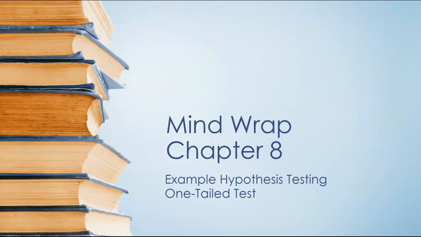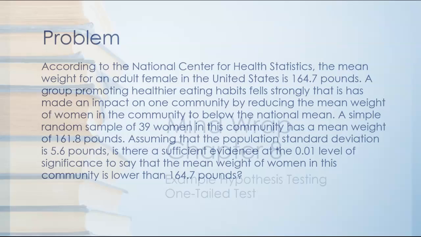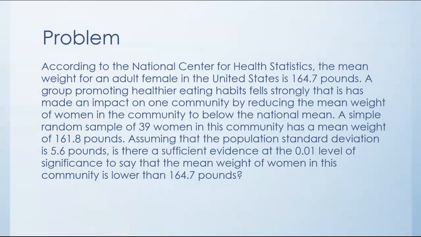Alright, so in this video we are going to be doing an example of a one-tailed t-test, or z-test, I'm sorry. So we're going to do a one-tailed test. Our problem for this particular example is, according to the National Center of Health Statistics, the mean weight for an adult female in the United States is 164.7 pounds. A group promoting healthier eating habits feels strongly that it has made an impact on one community by reducing the mean weight of women in that community to below the national mean.